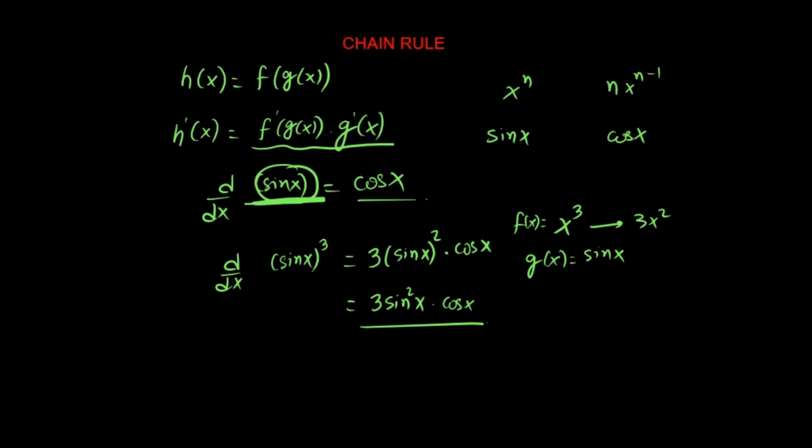This is how we use the chain rule. Break it down into the functions f and g, find the derivative of f, and calculate that with g inside the bracket, and then multiply it by the derivative of g.